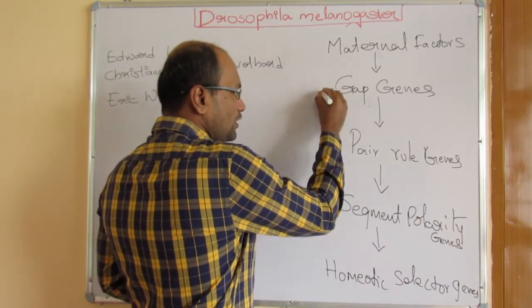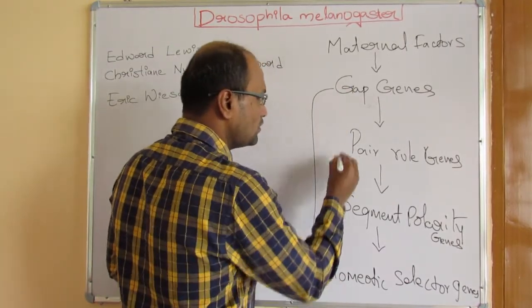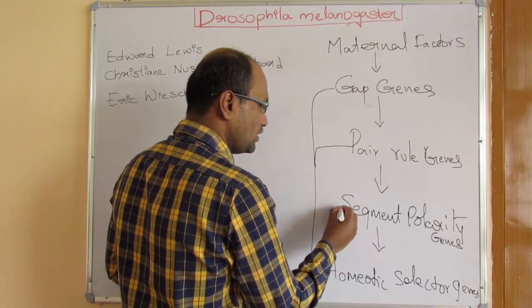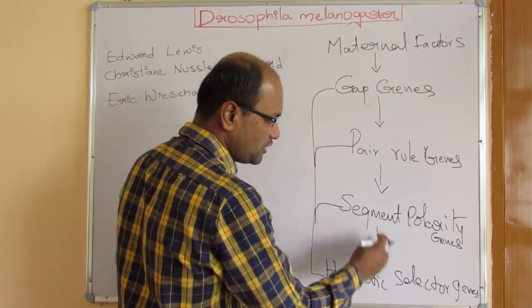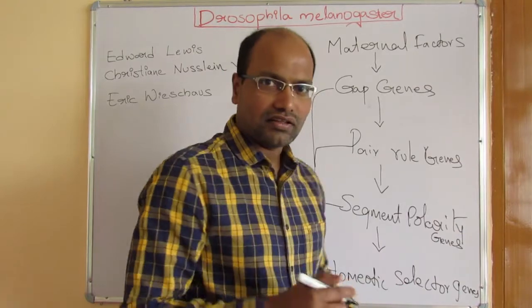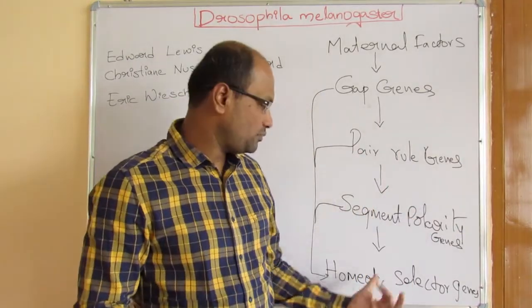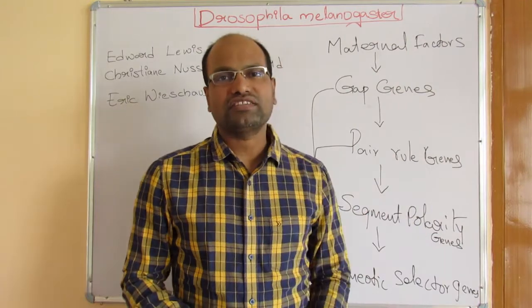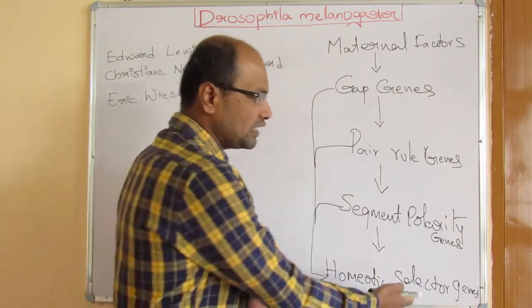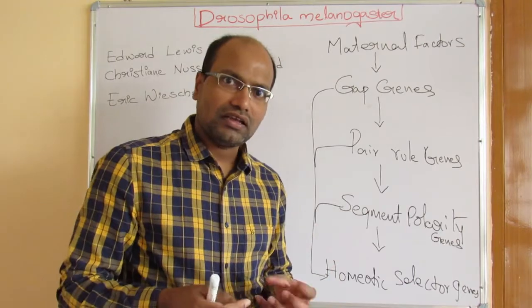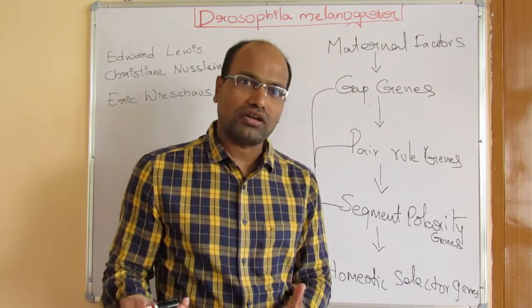So gap genes, pair rule genes, and segment polarity genes, their combination will be expressing the homeotic selector genes. So if homeotic selector genes are absent, you will see that the embryo is devoid of a particular organ.